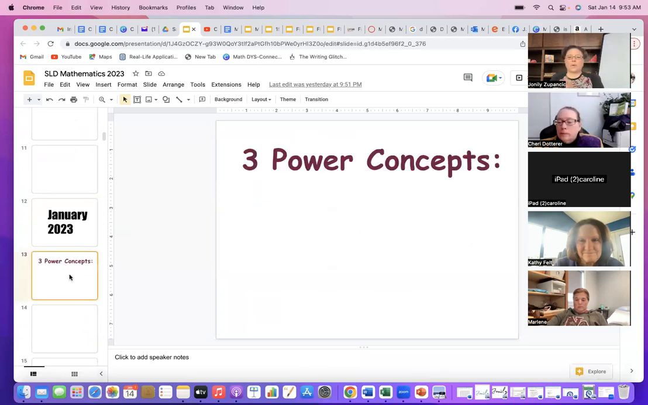Okay, probably want to know the 3 power concepts. These are the 3 things that all kids need to know. But if we're going to really narrow our focus with students with disabilities, this is it. I'm going to kind of share this story also. We live in subtraction world far too long for our primary students. We live in subtraction world like way far too long.